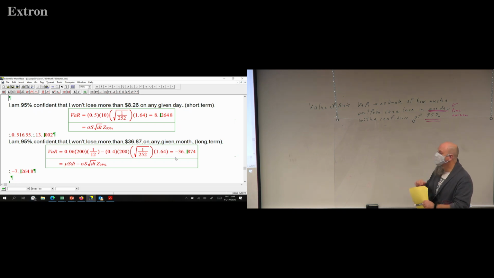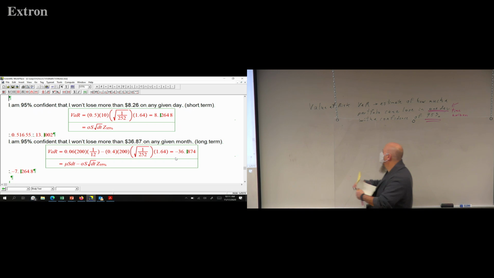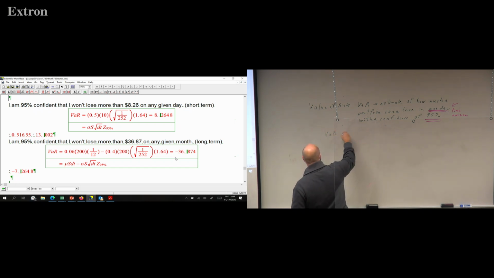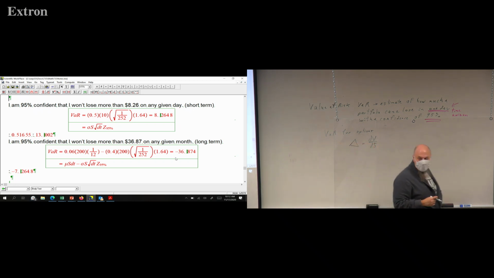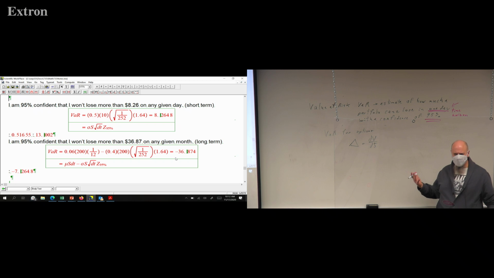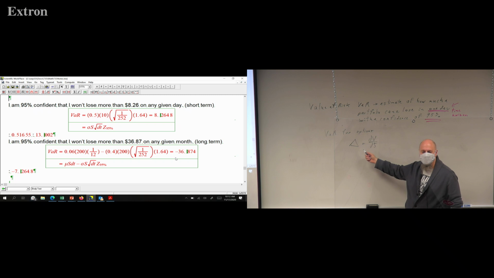All right, one more idea that I want to talk about for value at risk here, and that's with options. So what about if you have options in your portfolio? So, value at risk for options. Well, I know what the delta is. The delta is the amount my option changes for a change in the price of stock. It's a linearization of that. So if the stock drops $1, my option's going to drop $1 times delta in value.